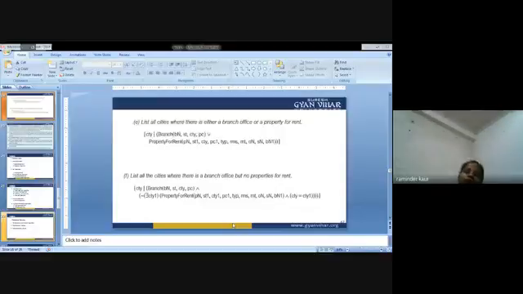E is also given, F is also given. Have a look at the same. List all the cities where there is a branch office or a property for rent, and there are certain attributes that are associated with it. Next is list all the cities where there is a particular branch. Okay, I am applying that condition on branch office, but no property for rent in that particular city.